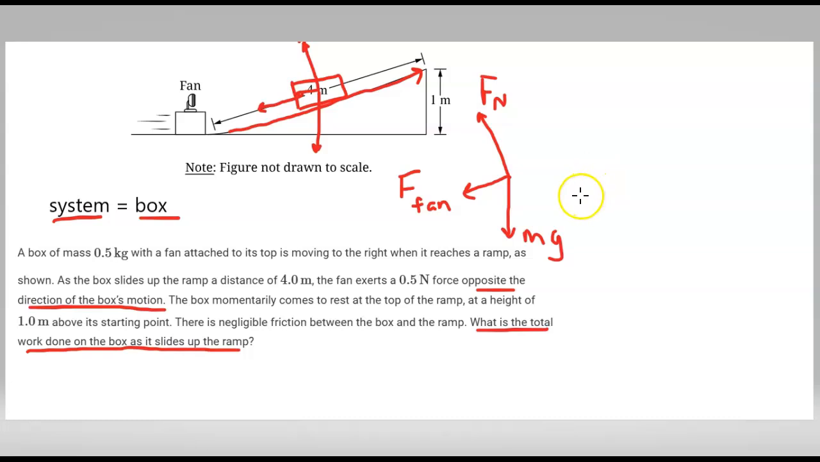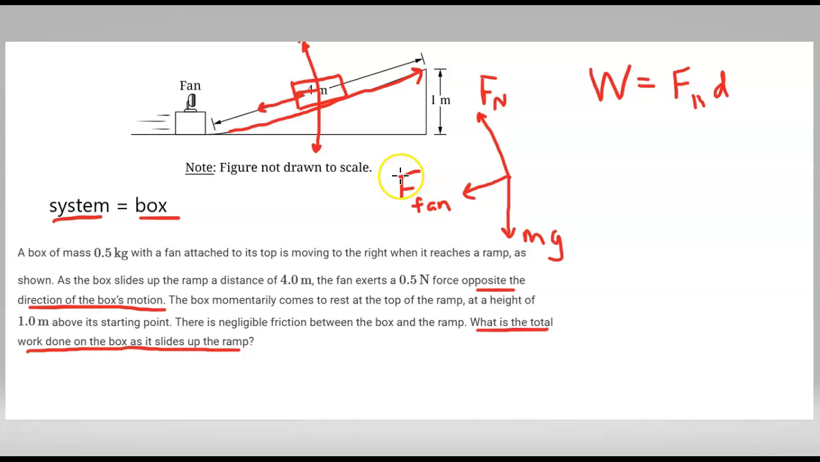Now, to calculate work, work is F parallel times the displacement. And work can be positive or negative. If the force is in the direction of displacement, work is positive. If the force is opposite the displacement, it's negative. So let's take a look here. The fan force is down, but the box is moving up, so the fan is doing negative work. Gravity is down, and the box moves up, so gravity is also doing negative work, right?